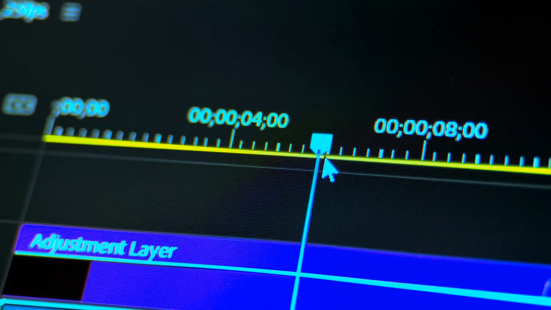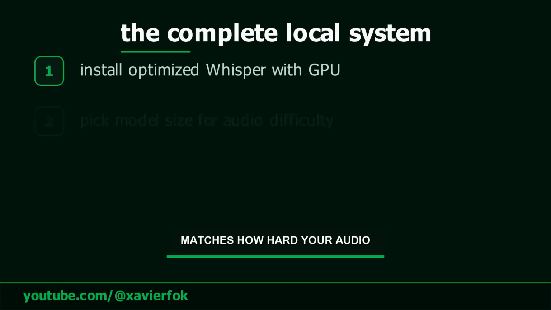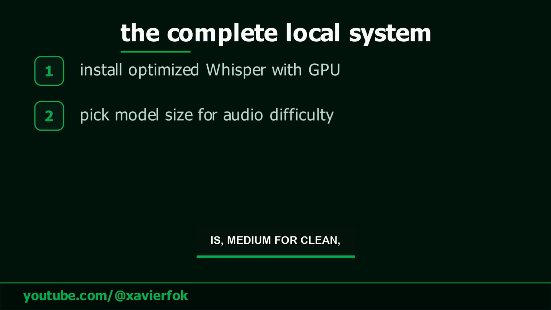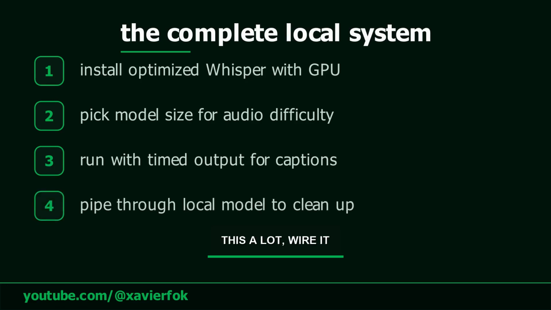So to bring it together, install an optimized Local Whisper. Make sure it uses your GPU. Pick a model size that matches how hard your audio is. Medium for clean, larger for messy. Run it on your file and ask for timed output if you need captions. Pass the raw result through a local model to clean it up, and if you do this a lot, wire it into a folder watcher so transcripts just appear.